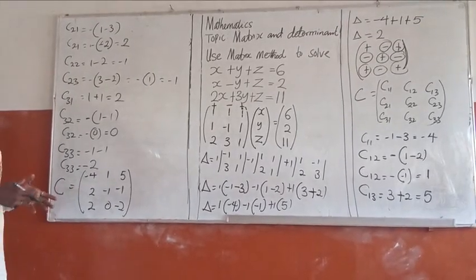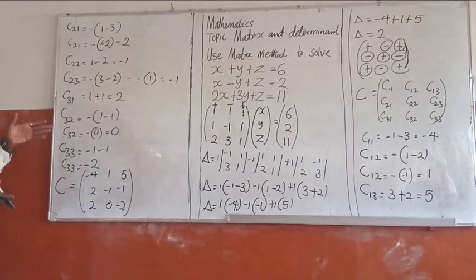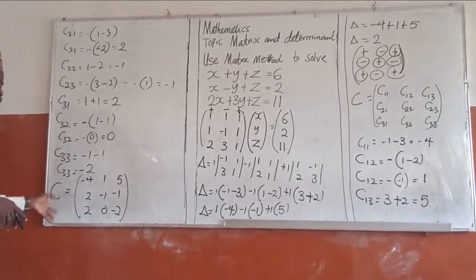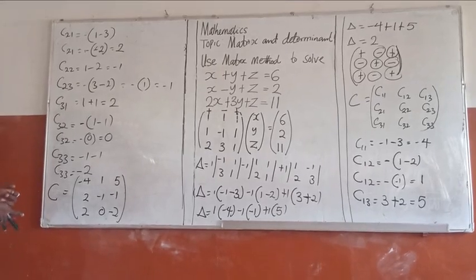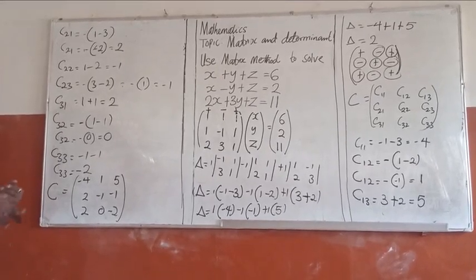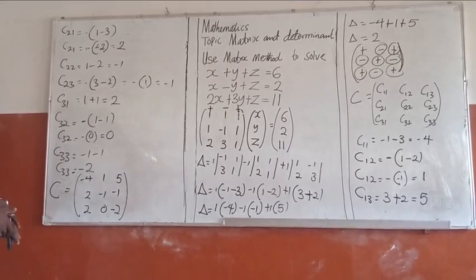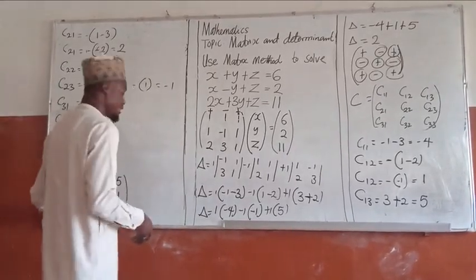And how can we find the inverse? I told you that the procedure is that you have to find the determinant. After the determinant, you find the cofactor. After the cofactor, you find the adjoint. After the adjoint, you find the inverse. So we are going to find the adjoint now.